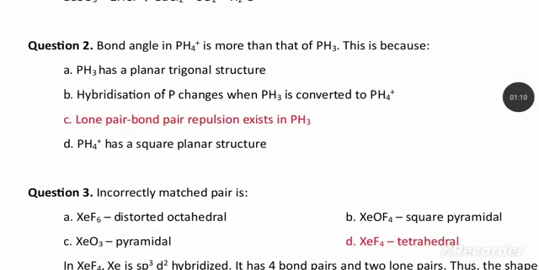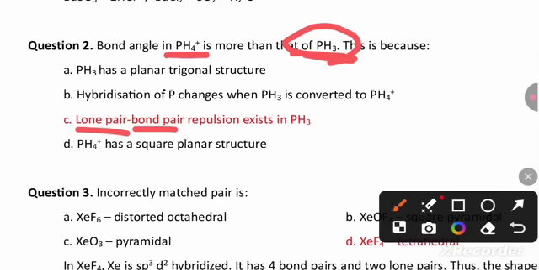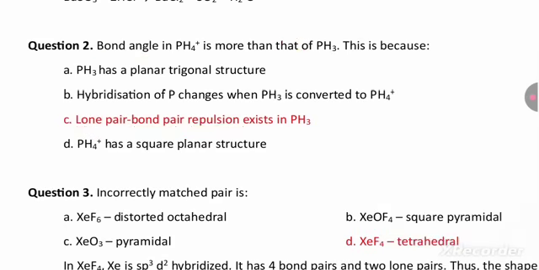Bond angle in PH4+ is more than that of PH3. PH3 is phosphine. In PH3 you can find lone pair bond pair repulsion. That's why bond angle in PH4+ is more. Let us go to the next question.